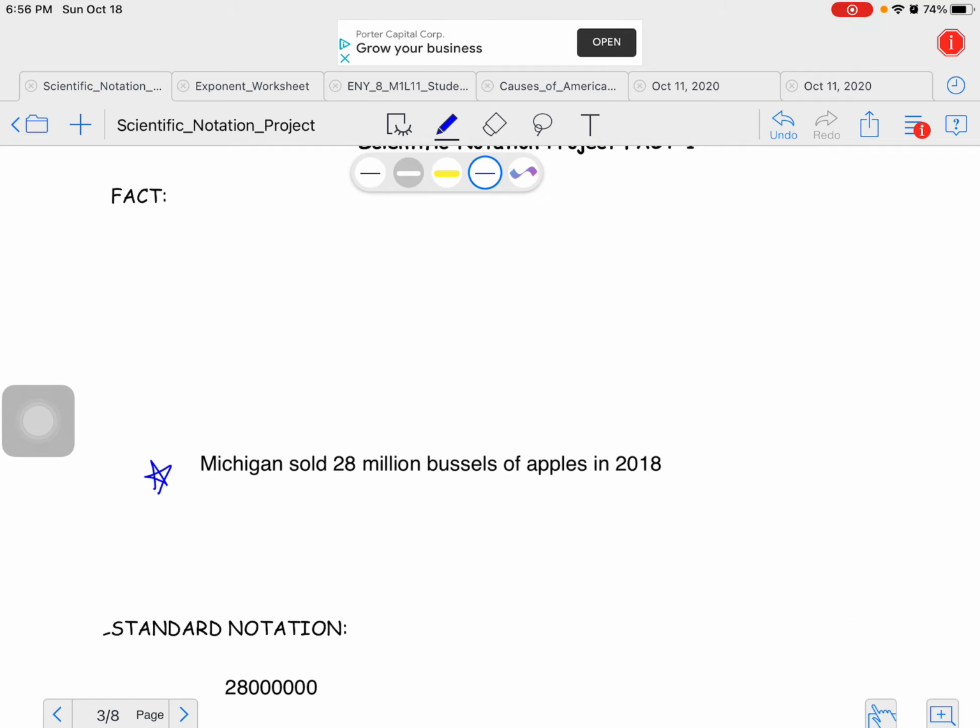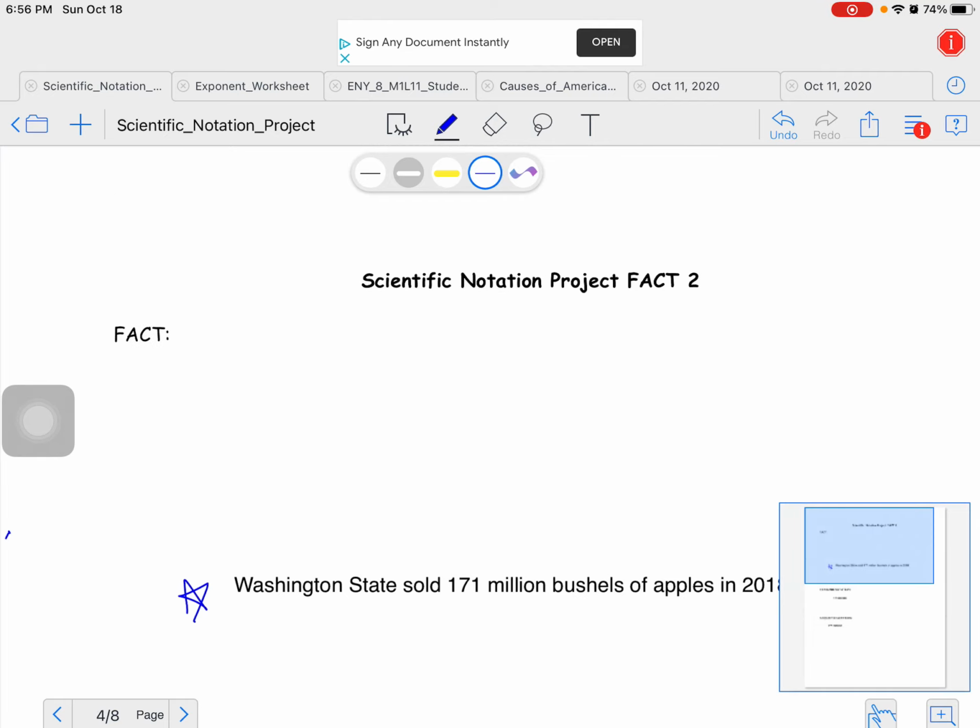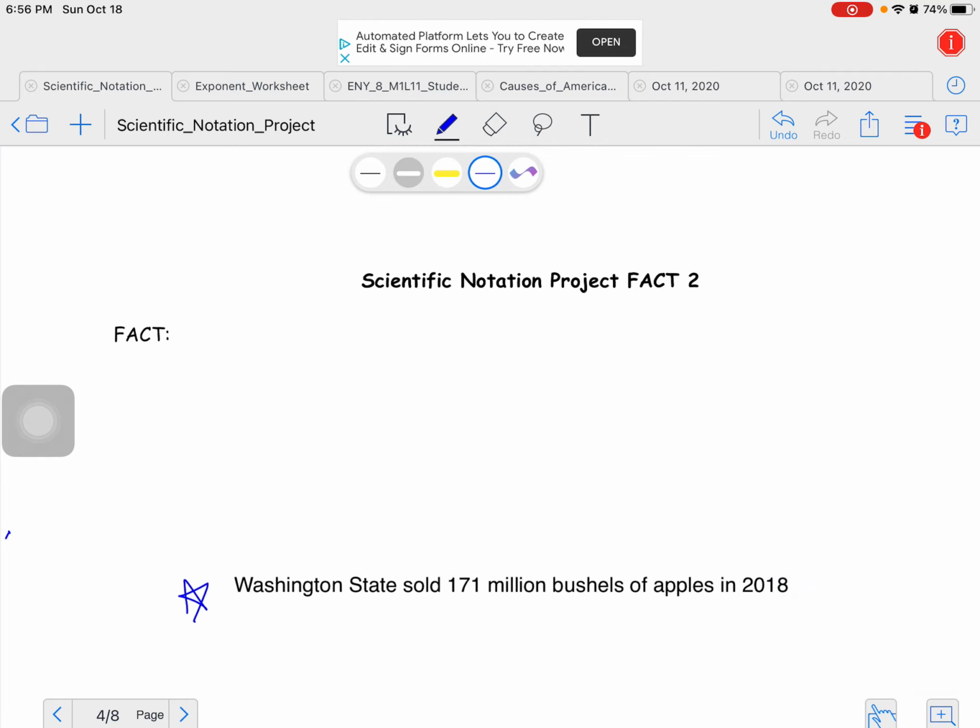With us in our fall season, I have facts about apples. For 2018, I did a little bit of research and found that Michigan sold 28 million bushels of apples. I typed it out so that it was neater. On my next page, I have my second fact. The top producer of apples is actually the state of Washington, and they sold 171 million bushels of apples in the same year.